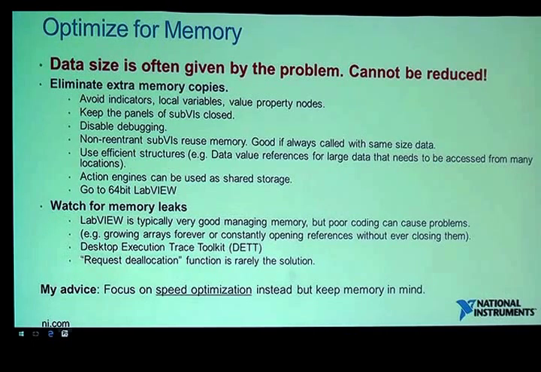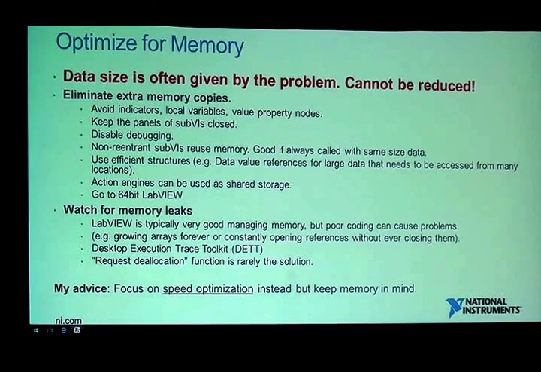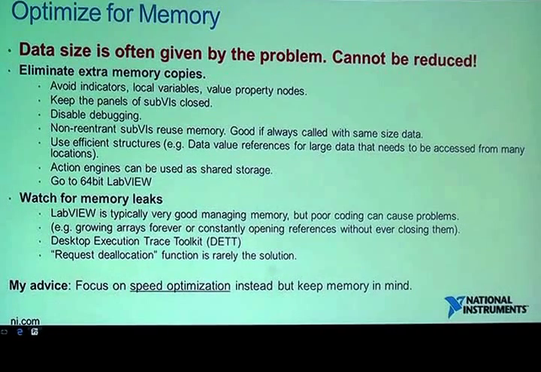There's a Desktop Execution Trace Toolkit that allows you to analyze exactly when the allocations occur, but usually you don't really need that if the code is well written. There's a Request Deallocation function, and that's really the solution. For example, if you have like a non-reentrant sub-VI and you put that in there, then whenever the sub-VI ends, it will deallocate the memory, and if you call it a nanosecond later with the same array size, it needs to request it again.